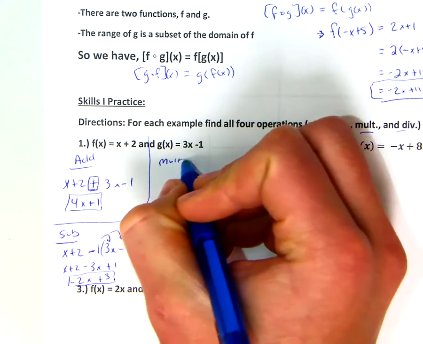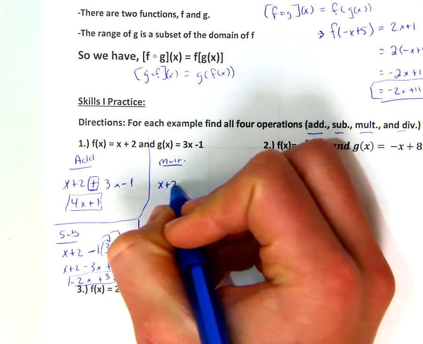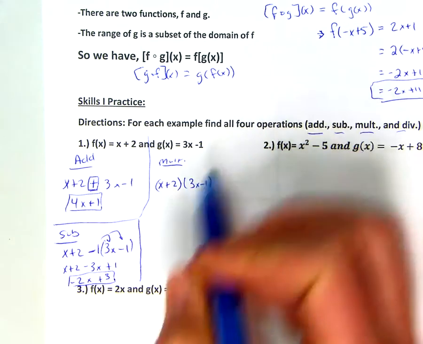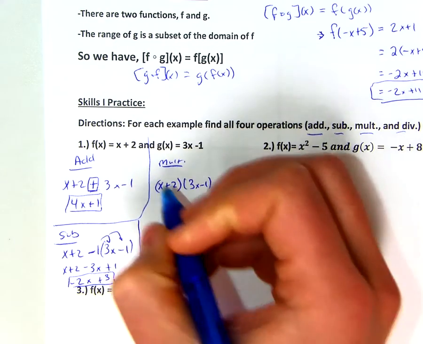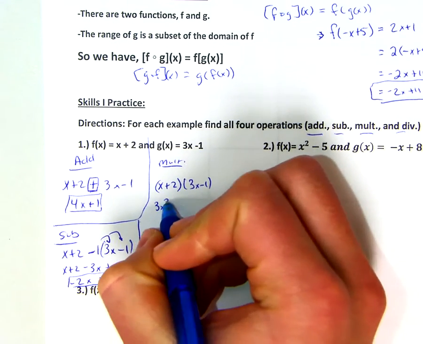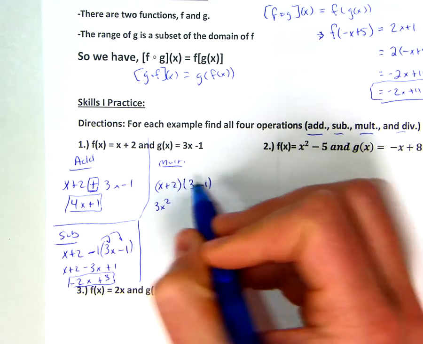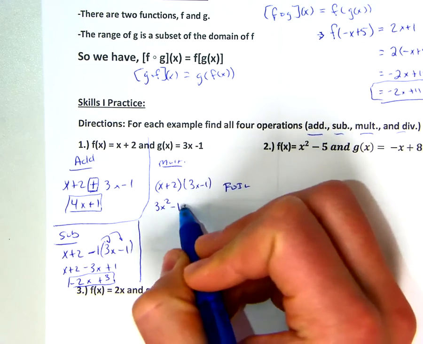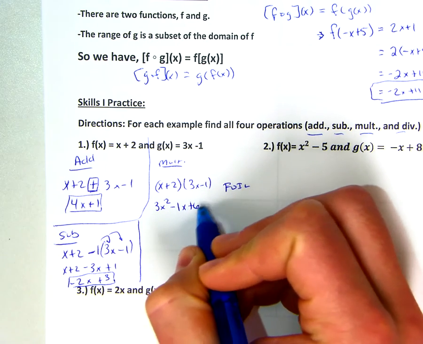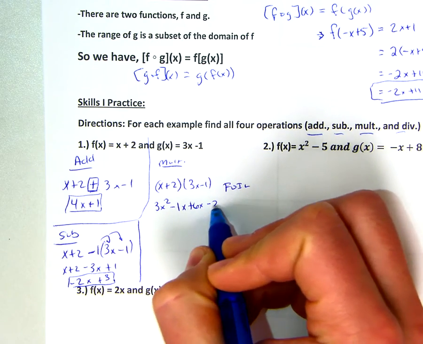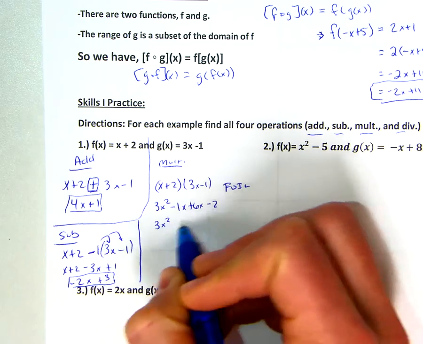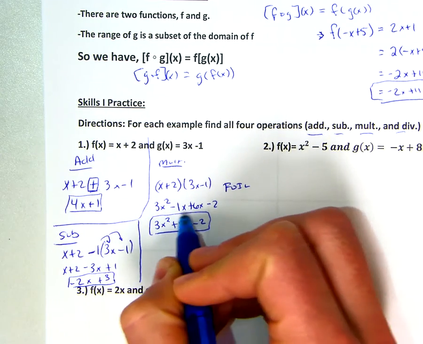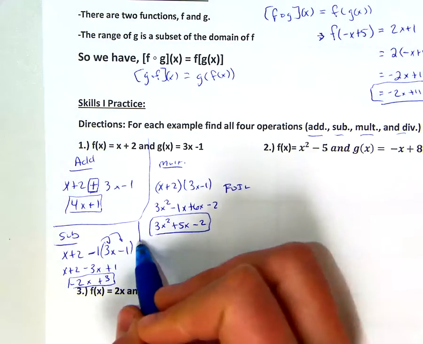Multiplication-wise, again, that's FOIL. It's either going to be FOIL or the distributive property. You have x plus 2 times 3x minus 1. So you get 3x squared, that's the first with the FOIL. The outside's negative 1x, inside's plus 6x, and the last is negative 2. So you get 3x squared plus 5x minus 2. I just took negative 1x and added 6x.